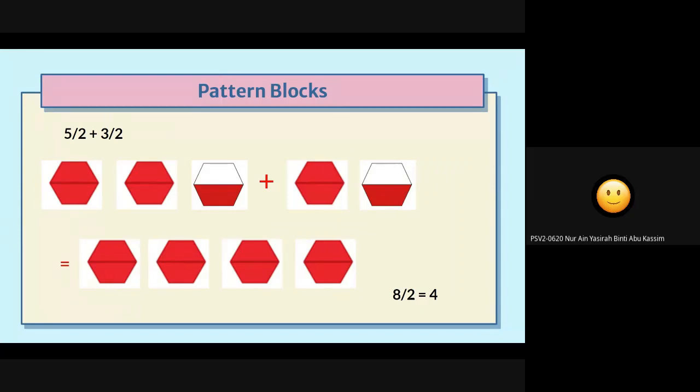And then we sum the equation. 5 plus 3 equals 8, and the answer is 8/2. And we simplify it into 4. So 4 means the 4 hexagons that represent the 8 parts of 8/2. Okay, next.